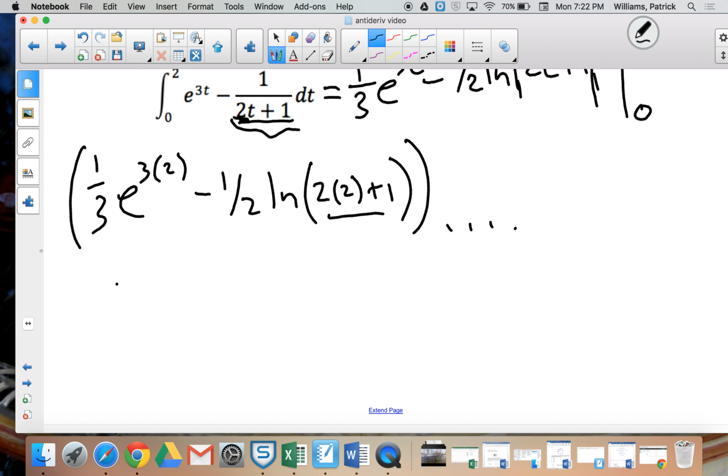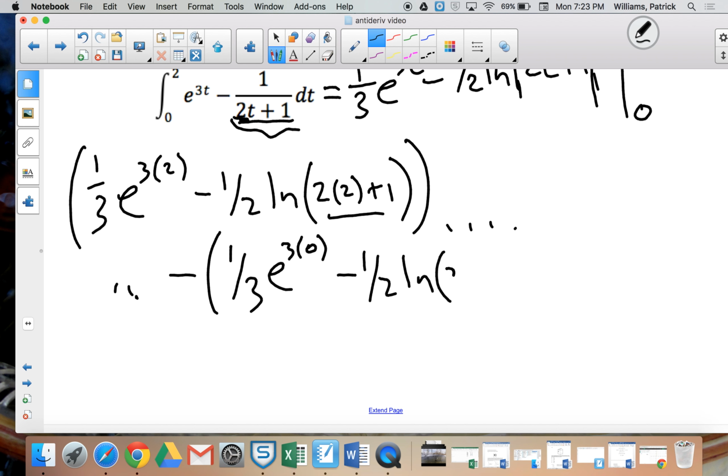Then remember we will have minus 1/3. Put the parentheses around the big one. e to the 3 times 0 minus 1/2 the natural log of 2 times 0 plus 1. Again, this is positive, so I don't need the absolute value. So you should end up with something like this.